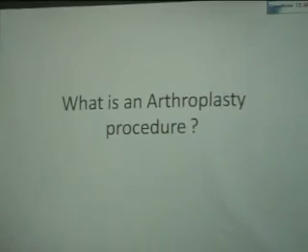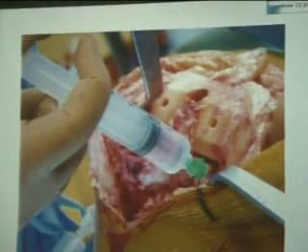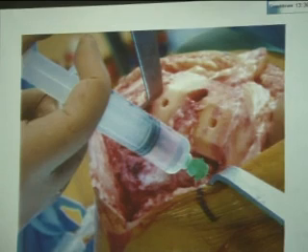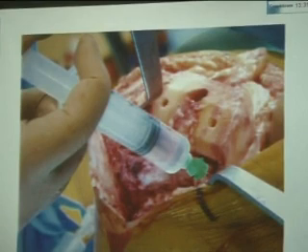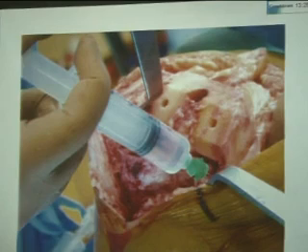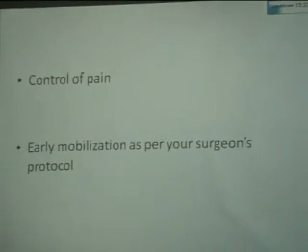What is an orthoplasty procedure? Like this, everybody has seen. Orthoplasty involves an iatrogenic fracture which itself will cause pain, and all these TKR patients are made to walk, somebody at the end of 3 hours, 5 hours, or at the end of 24 hours. To make that fracture segment work and walk and to have some physiotherapy is very painful. What are the challenges then? Control of pain, we would like to achieve a VAS score of less than 3, and early mobilization as per your surgeon's protocol, depending on your institute.